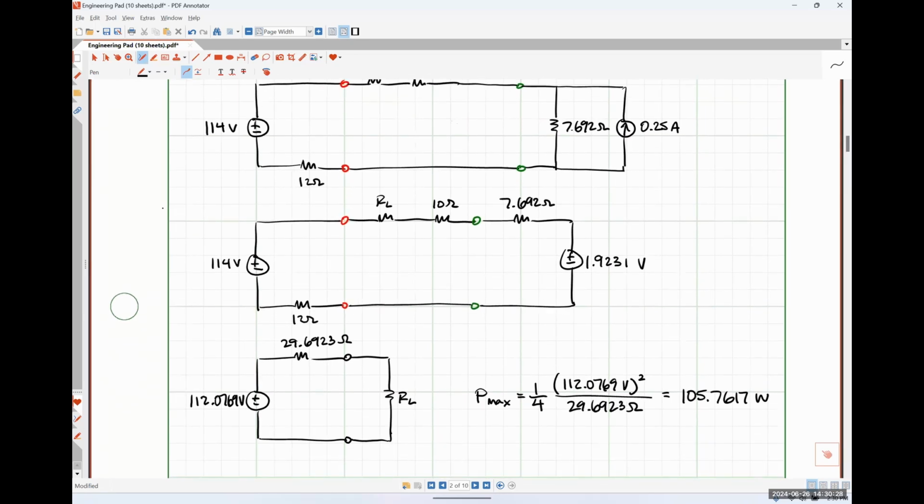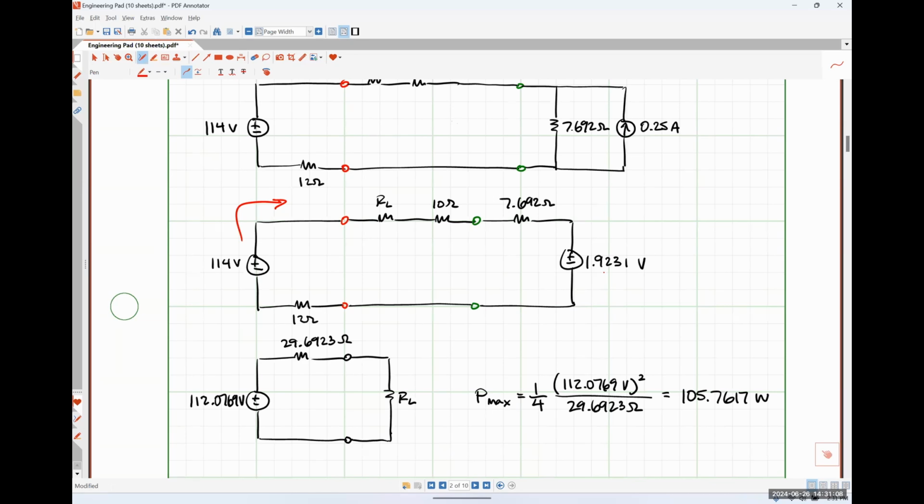Oh, okay. So effectively, I made an assumption here that my current flowing around this circuit was flowing this way. I was trying to figure out what the voltage source on the left is going to look like. If I follow this current around, we hit the negative polarity terminal of the 114 first. We hit the positive polarity terminal of the 1.9231 first. Because we hit the different terminals, that's how I knew to subtract. Because the 114 has positive polarity on top, the 112 should have positive polarity on top.